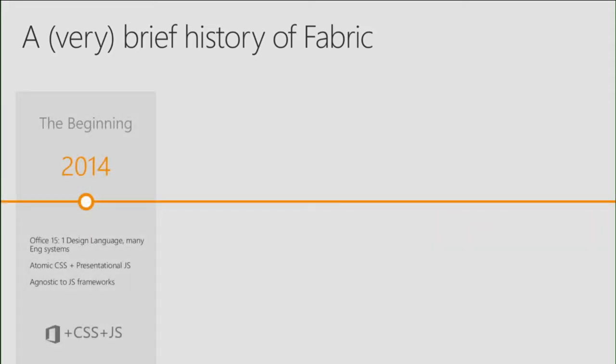In the beginning, the first bits of code that we would now call Fabric Core started in early 2014 during planning for what we call Office 15 or Office 2016. At this time, there was a single design studio responsible for creating a common design language for all of Office 365. This included Exchange, SharePoint, and others.